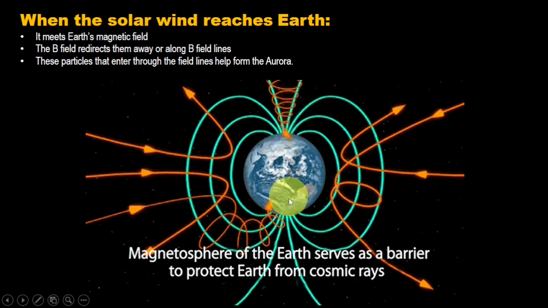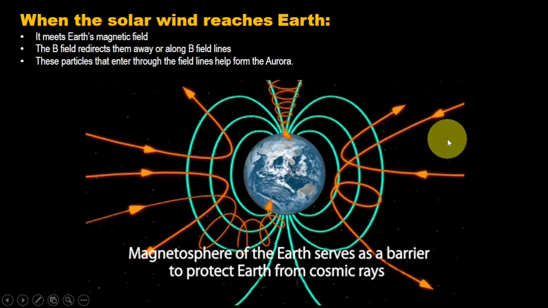So that is why, at the poles of the Earth, we see the aurora. Those particles that enter through the poles help to form the aurora. That is why no countries or regions that live here see the aurora, because the charges that would have excited the atmosphere have been knocked out.